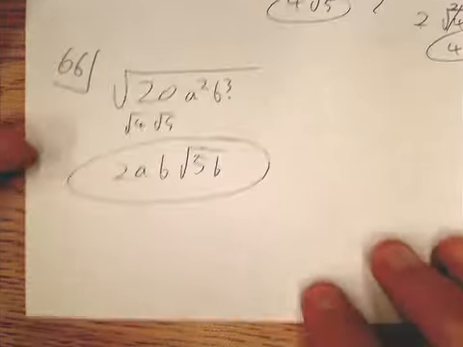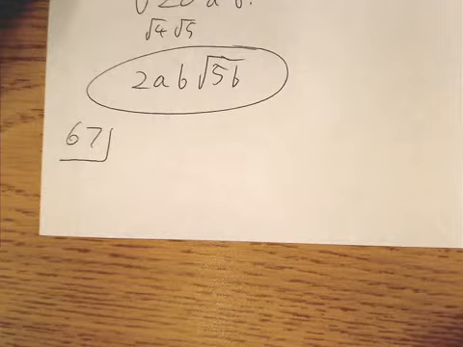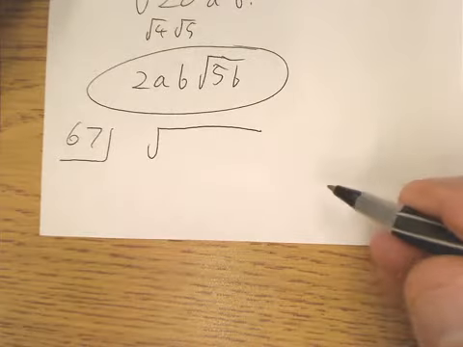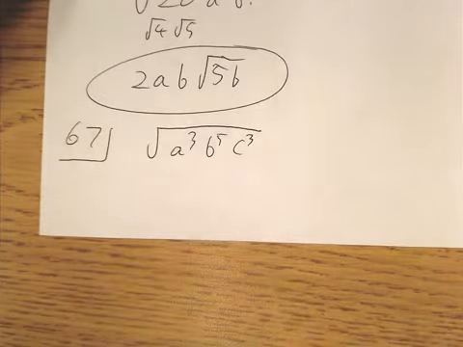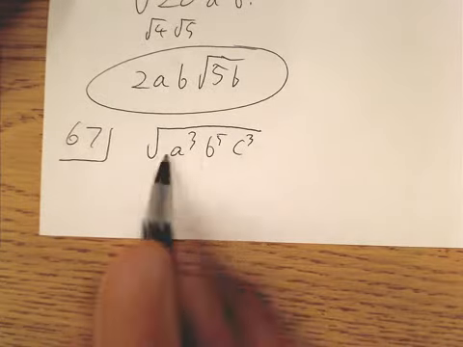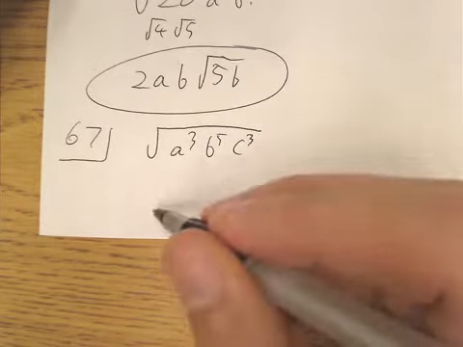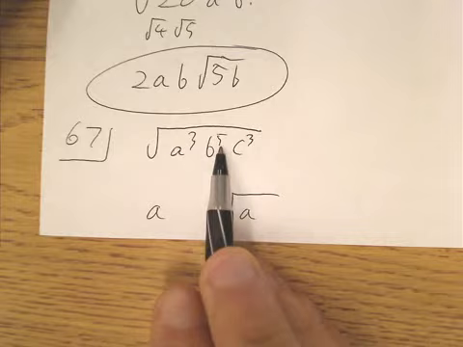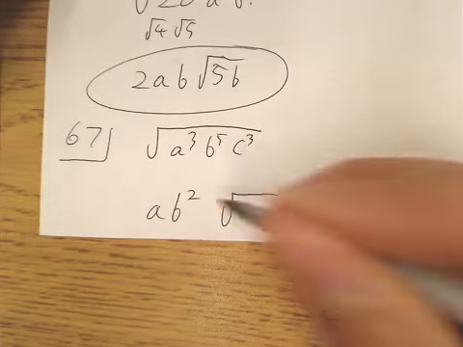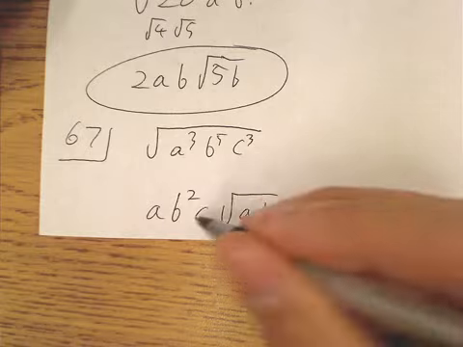One more, 67. Again, 67 was also just like what we did last week. So root a cubed b to the fifth c cubed. Okay, no number out front, so nothing to worry about there. How many times does 2 go into 3? 2 goes into 3 once, with 1 left over. 2 goes into 5 twice, with 1 left over. 2 goes into 3 once, with 1 left over.